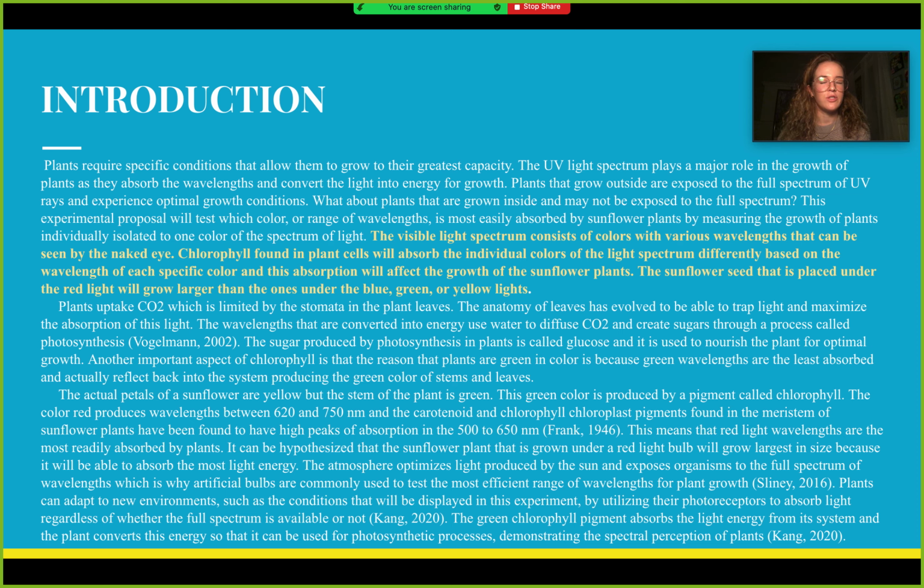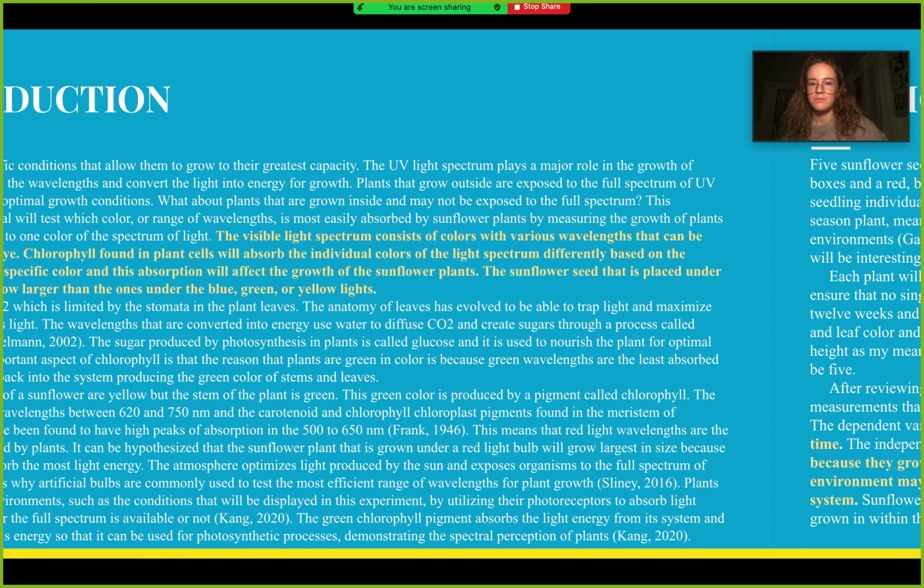And it has also been found that the reason that plants actually have their green color is because the green wavelengths are the least absorbed by plants, and they're actually reflected by the photoreceptors, and this is why we see plants with a green color. So I'm assuming that the plant grown under the green bulb is going to be the shortest.